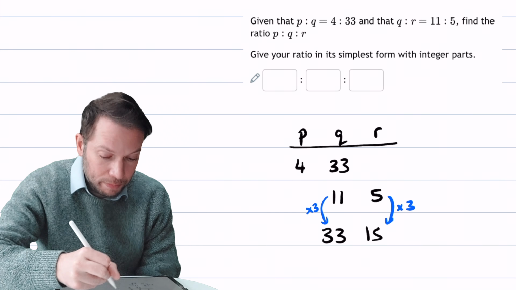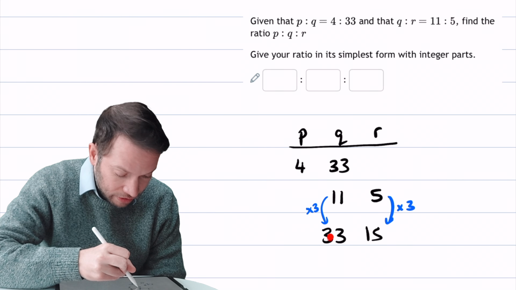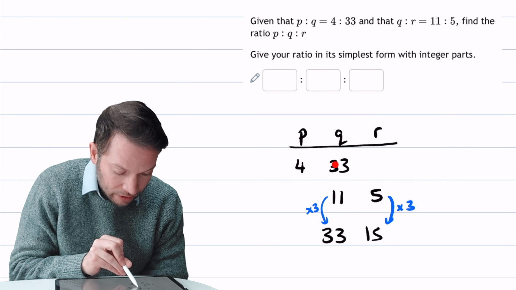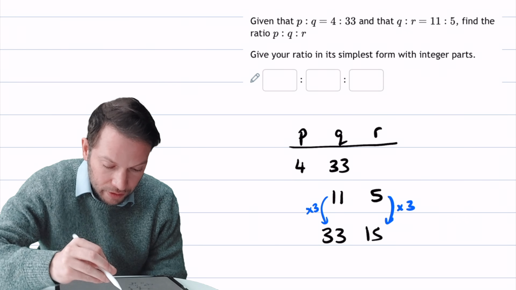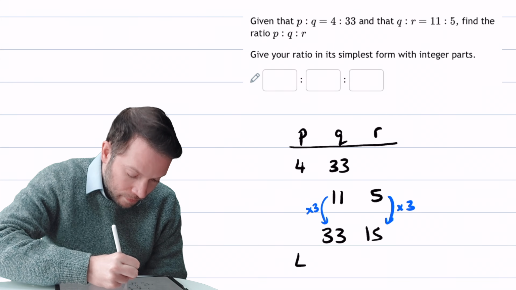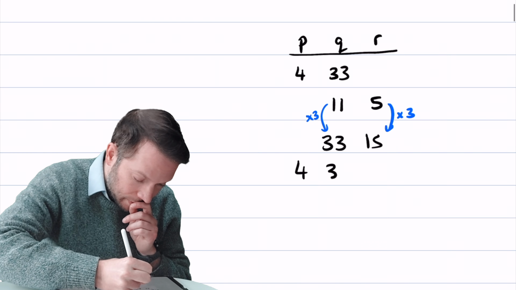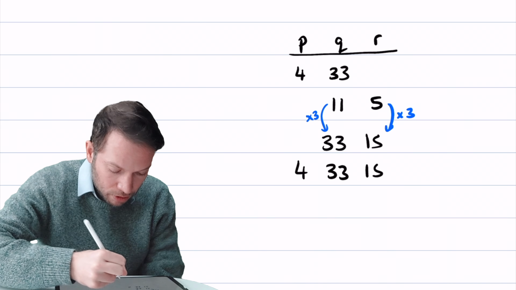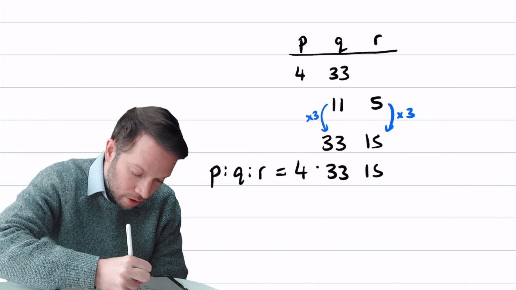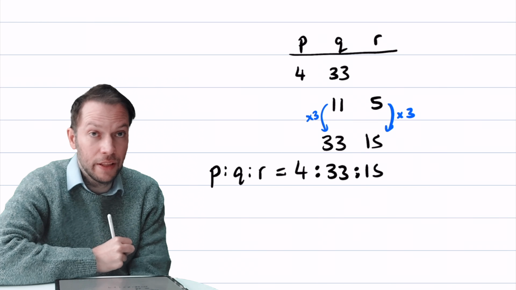And now that's great because this number is now the same as that number. So I can just write it as one big ratio. It's 4 to 33 to 15. So I can write that as a single ratio. It's going to be 4 to 33 to 15. And let's just write that as an actual answer. P to Q to R is equal to 4 to 33 to 15. And that's the final answer.